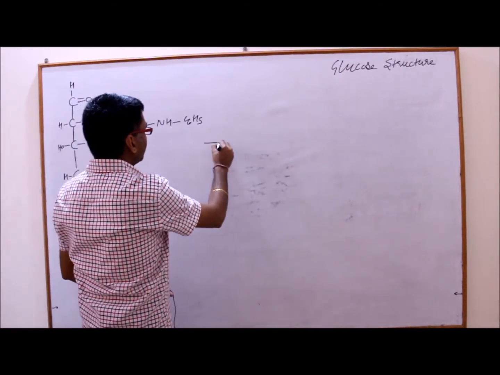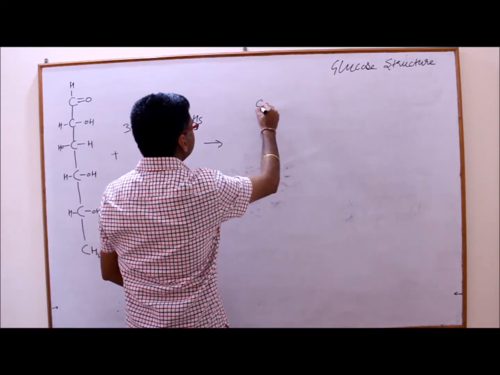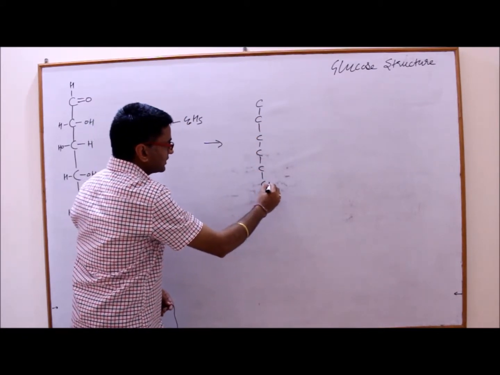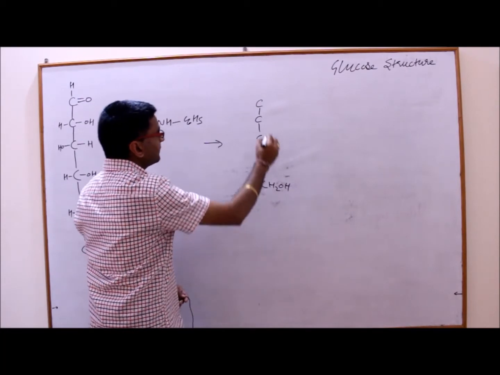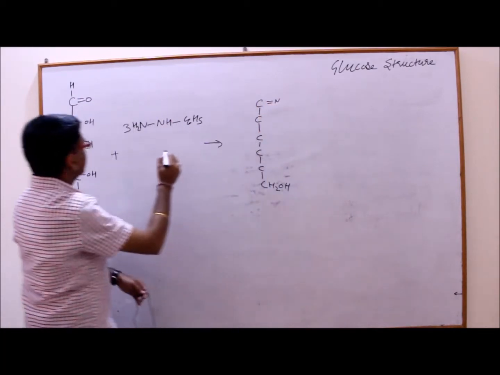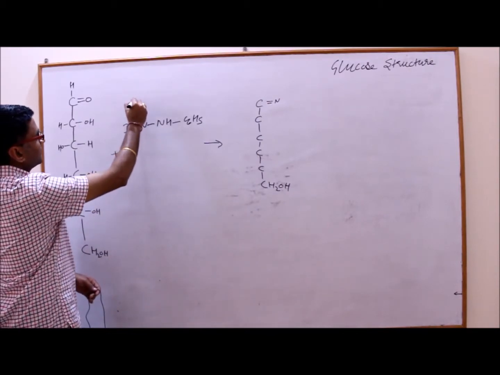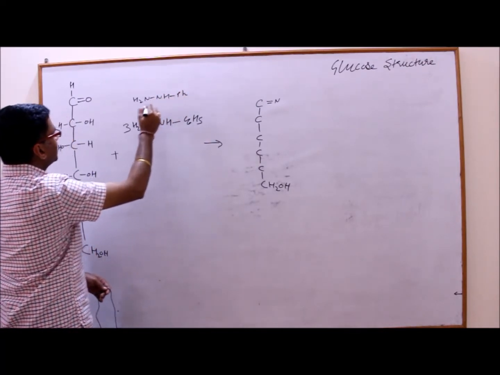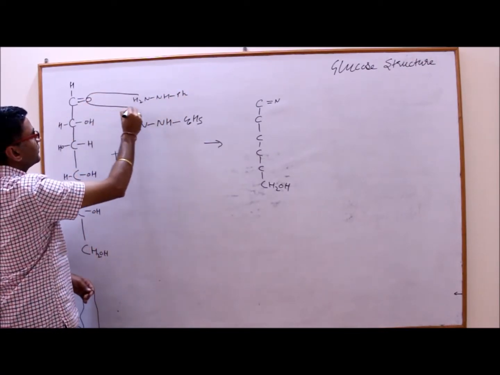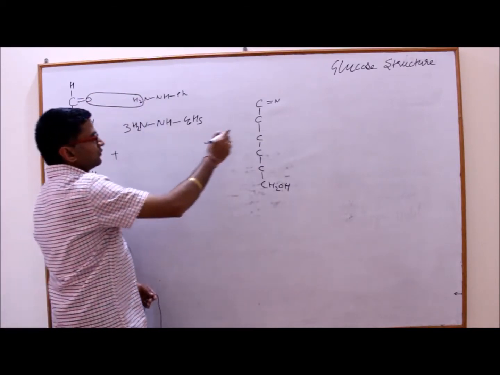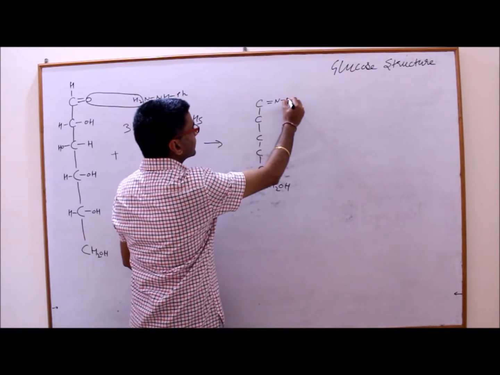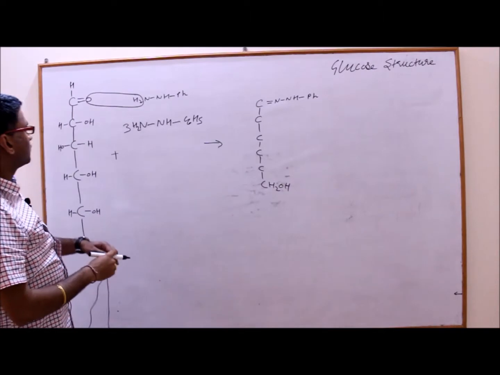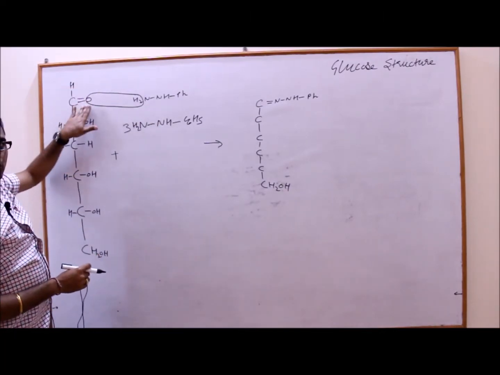Okay, so ultimately the product we will have is C1, 2, 3, 4, 5, 6, C double bond, because in this case we have H2N NH phenyl group. Water gets removed again, so we have C double bond N NH and phenyl group C6H5. So one molecule reacted with the aldehyde group.